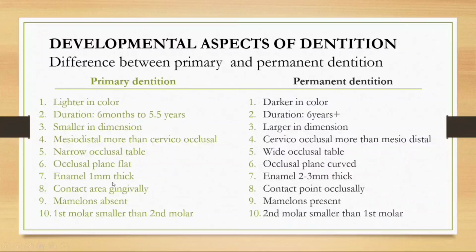Enamel is 1 mm thick in primary, while in permanent enamel is thicker, that is 2 to 3 mm. Contact areas are more gingival in primary, but occlusal in permanent. Mamelons are absent in primary but present in permanent. First molar is always smaller than second molar in primary, but it is opposite in permanent dentition.